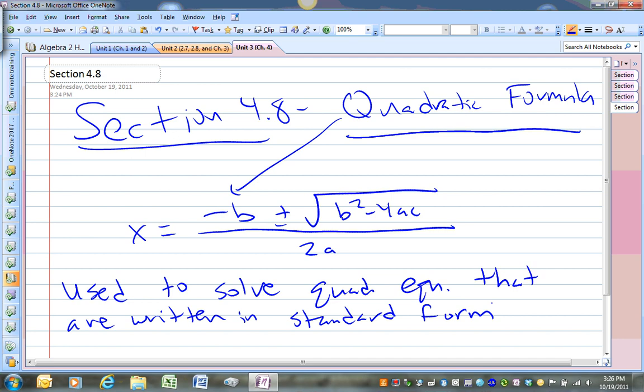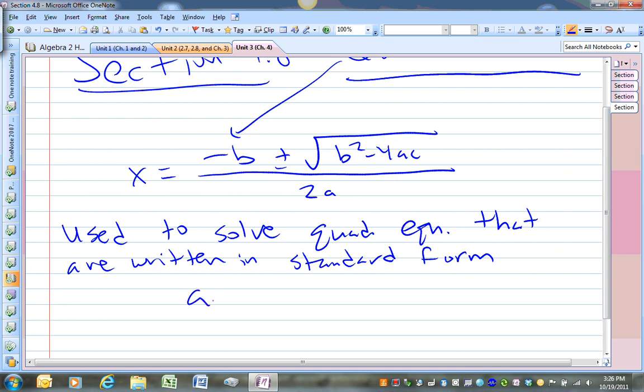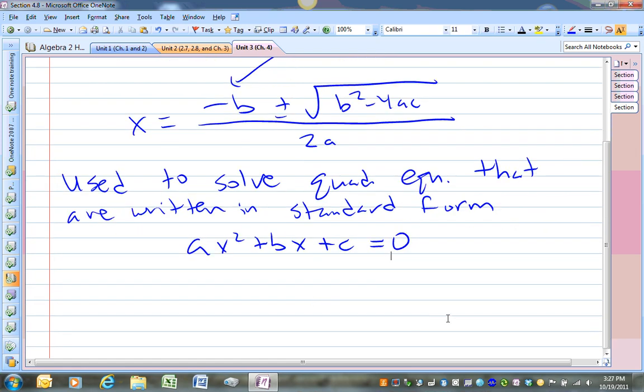It's used to solve quadratic equations that are written in standard form. And of course, standard form is this, right? So that's where a, b, and c come from. If you have everything on the same side and the equation equals 0, you can use the quadratic formula to solve. You can also solve by factoring or by square rooting both sides if it's a binomial squared like x minus 2 squared, or you can use completing the square. So there are all these different techniques we learned, but we're all building up towards the quadratic formula, because the quadratic formula always works.